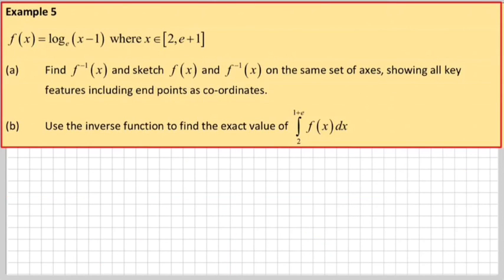All right, one last example for us. Hang in there, guys. It'll be worth the effort. In this case, we've got f of x equals log of x minus 1, where x is going from that value there to that value there.